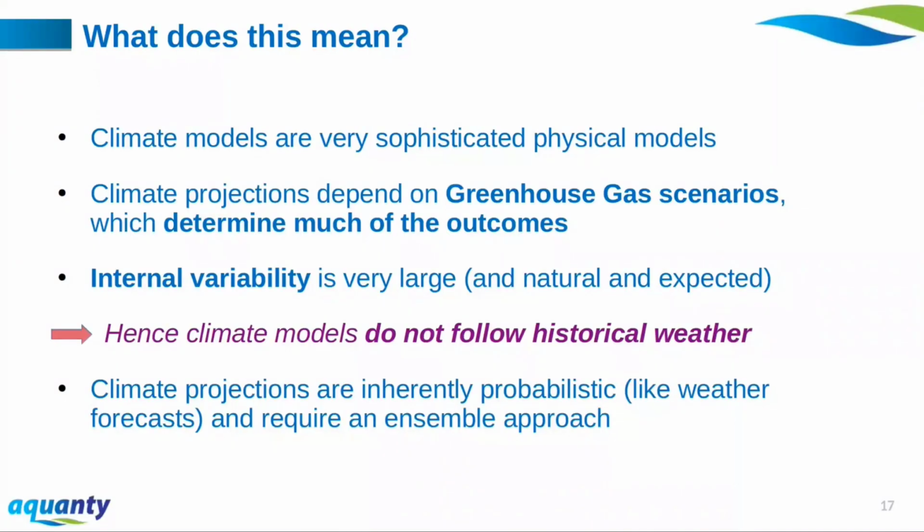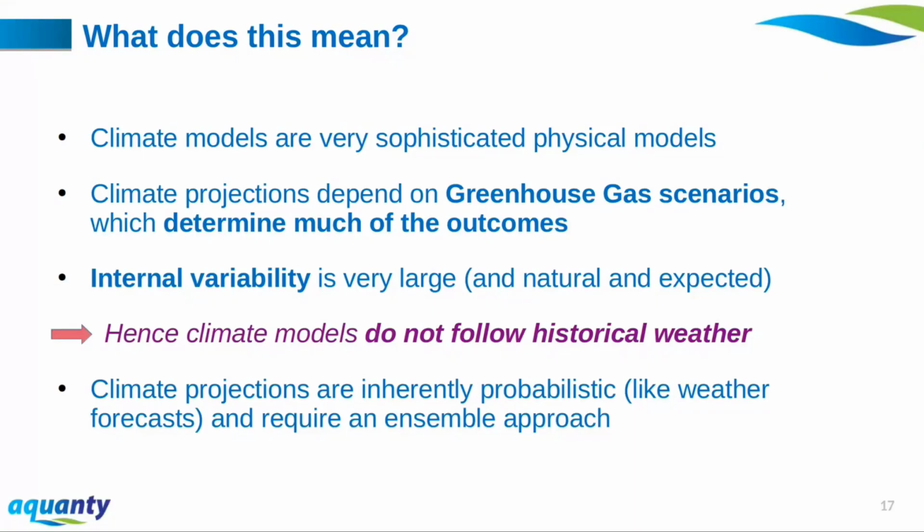The main takeaways are climate models are essentially sophisticated physical models. The greenhouse gas scenarios essentially determine the outcomes. So this is the biggest uncertainty. There's a new set of those scenarios too. But for our purpose, the main confounding factor when we are dealing with impact assessment is really the internal variability. A corollary to that is climate models do not follow the historical trajectory of weather. This is often a misunderstanding.